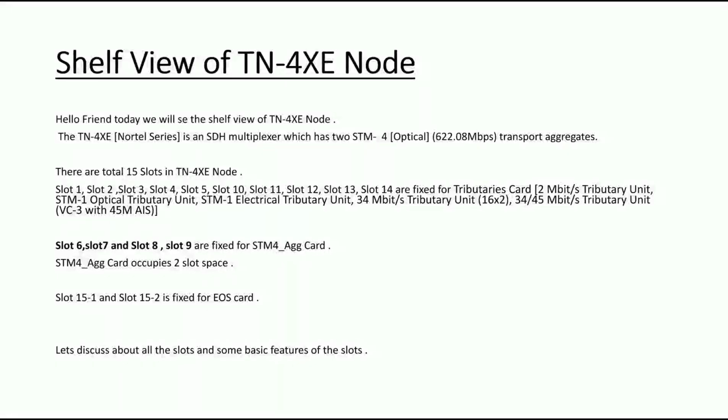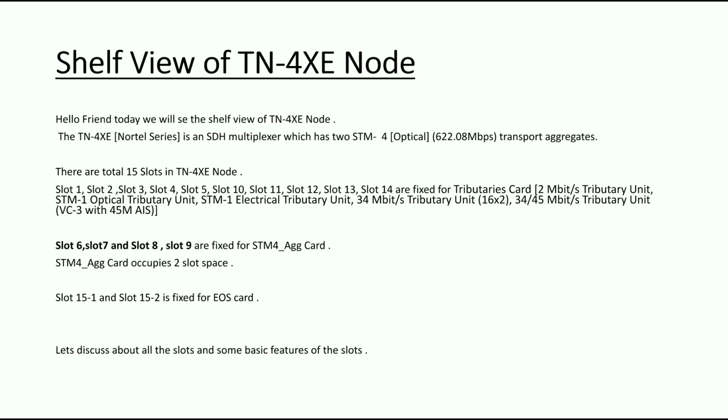Hello friends, we are going to discuss the TN4XE node today. So basically, the TN4XE node is a Nortel series SDH multiplexer which has two STM4 transport aggregates. These STM4 optical aggregator cards are used to collect the traffic from the tributary units and pass it to the ring. In the shelf view of the TN4XE node there are a total of 15 slots.